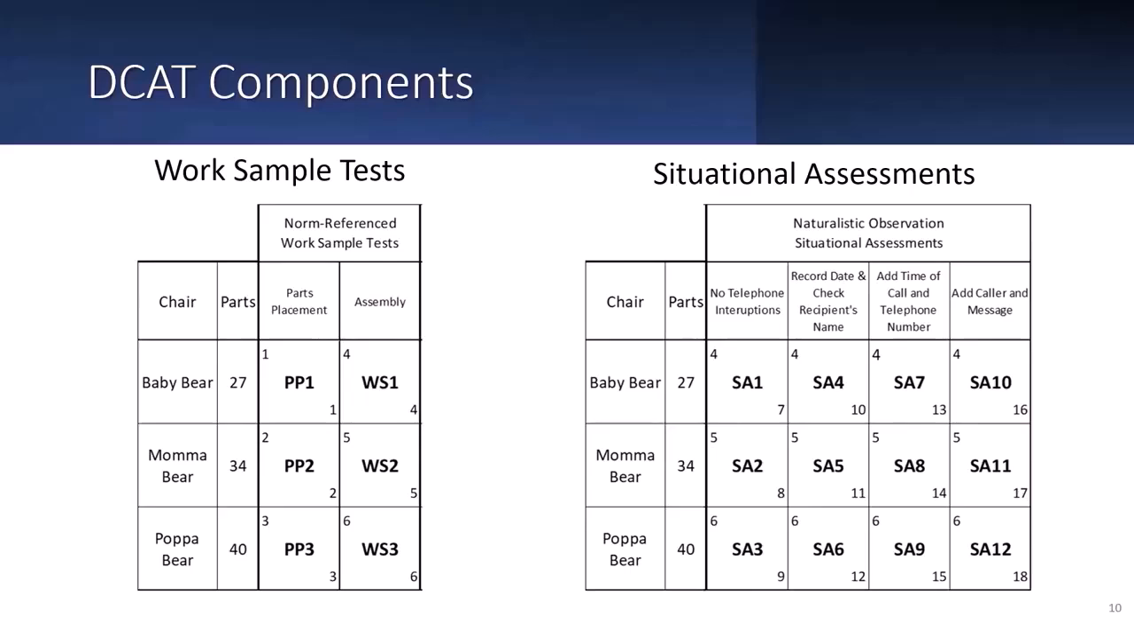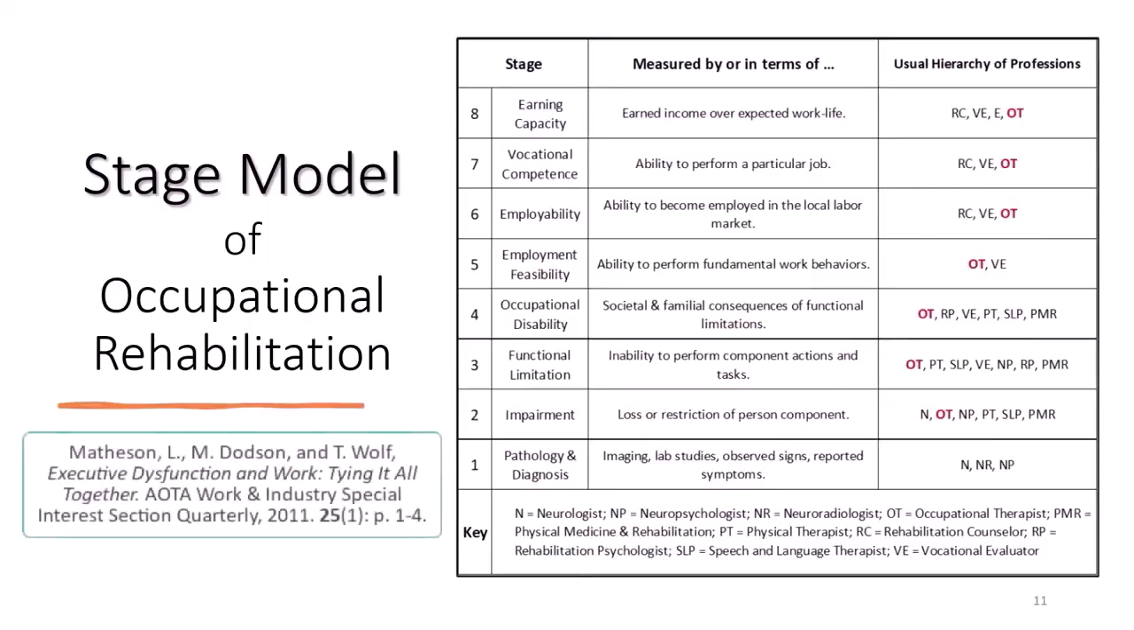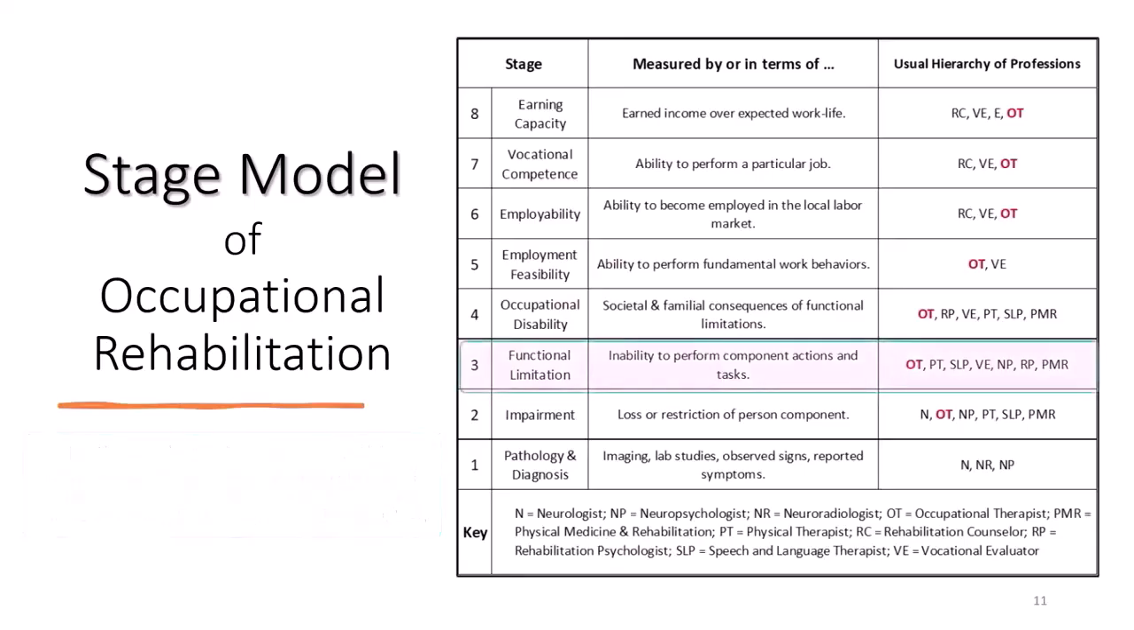Does this all fit into a larger conceptual framework? Yes, it does. The conceptual model for DCAT pods is the stage model of occupational rehabilitation. The DCAT pods are specifically used at stage 3 to identify work-relevant functional limitations resulting from impairments. Then at stage 4, work samples compare the client's performance to the competitive labor market, quantifying occupational disability.